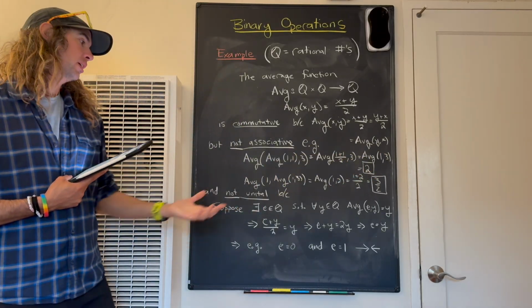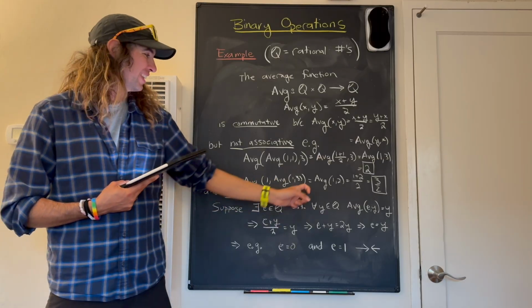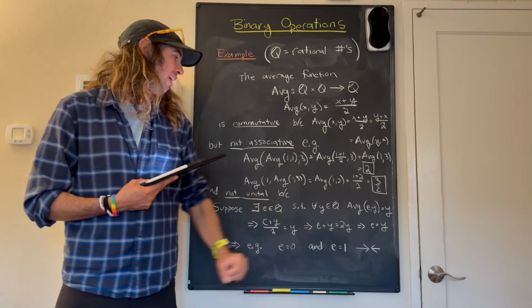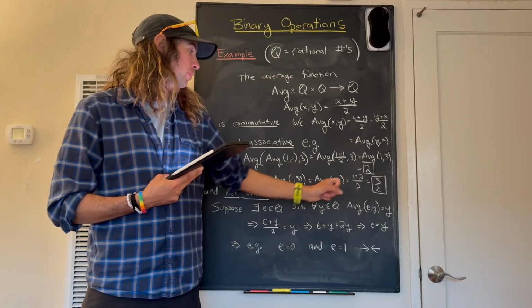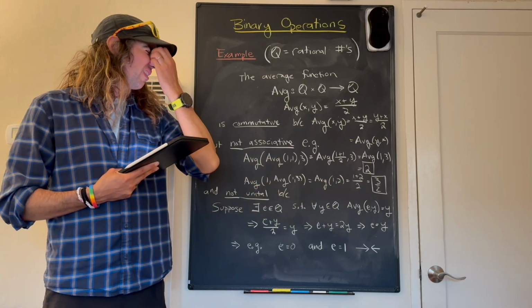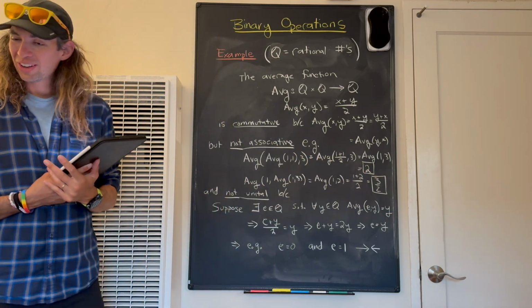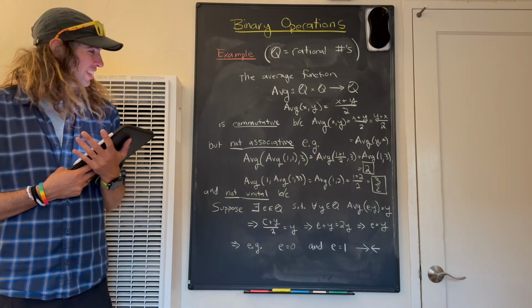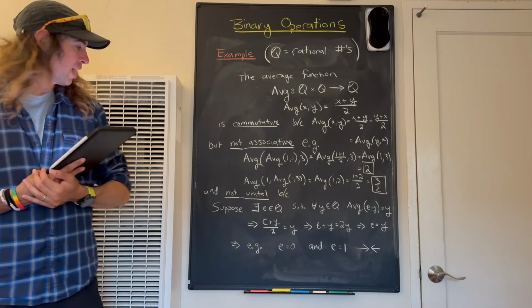On the other hand, the average of 1 and the average of 1 and 3 is the average of 1 and 2, because the average of 1 and 3 is 2, and that's (1 plus 2) over 2, which is 3 halves. And obviously 2 is not the same as 3 halves, so we have our counterexample to associativity.